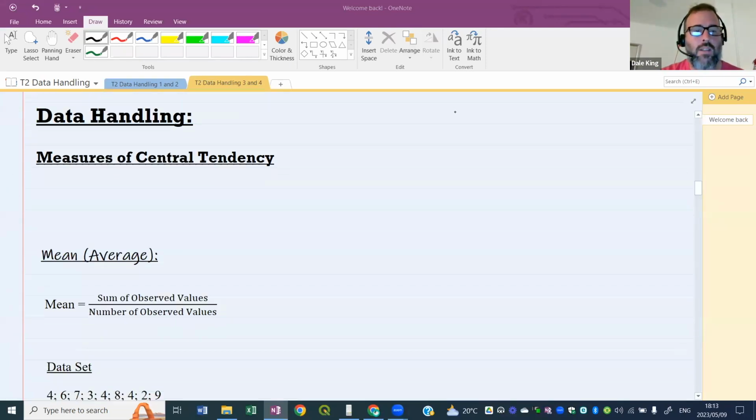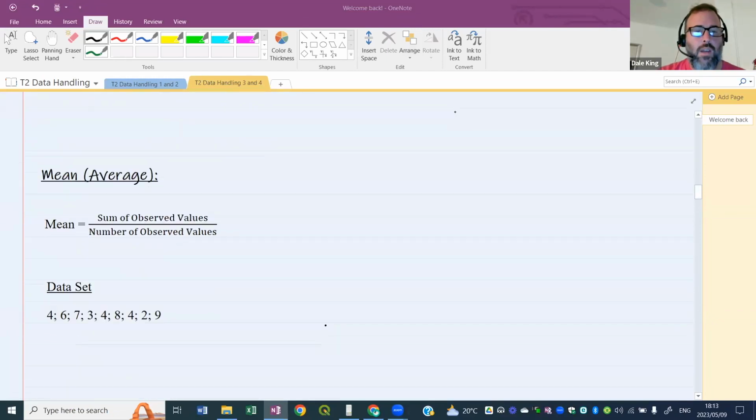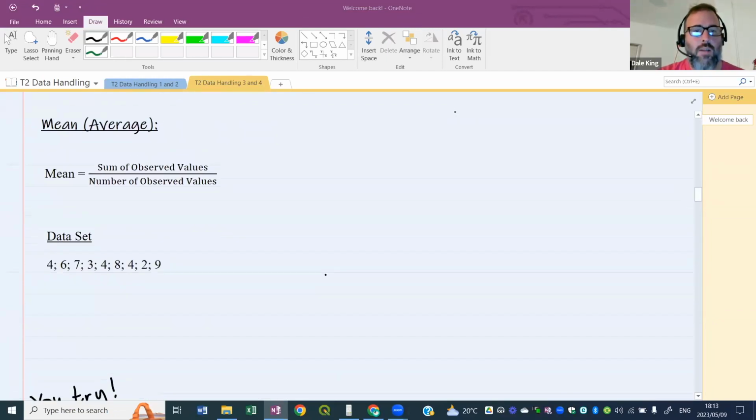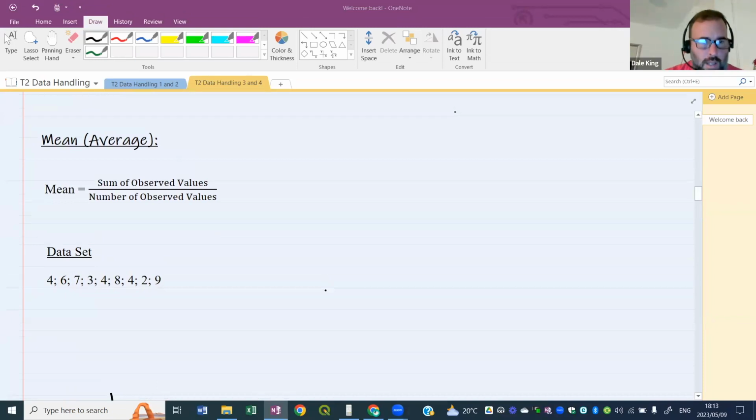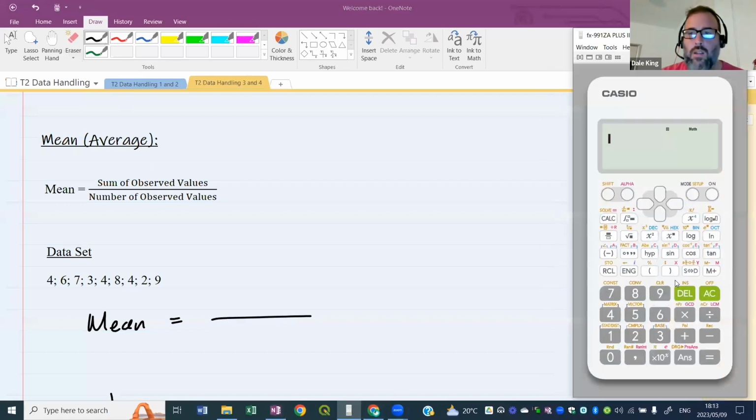We're going to get stuck in straight away. There's the first data set. I'm going to do this one with you, because I want to show you exactly how I want you to do it. So we're going to say the mean equals. Now, I know some of you, when you do the sum, start to write it in the numerator of the fraction as 4 plus 6 plus 7. Please don't do that. That's going to take a lot of time. You get your calculator out straight away. We need a fraction, and on the top of the fraction, we need the sum. So we're going to do this part here.